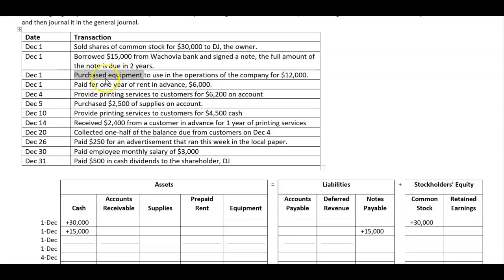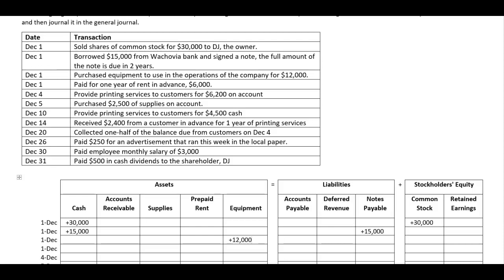So when you purchase equipment, one, you know you're getting equipment. So our equipment must be going up. We're getting an asset that we didn't have before. So let's go to our equipment and say, hey, our equipment's going up by $12,000. And this is basically what we do in accounting as far as every transaction that happens. We as accountants have to analyze it, decide how does this impact our financial position.